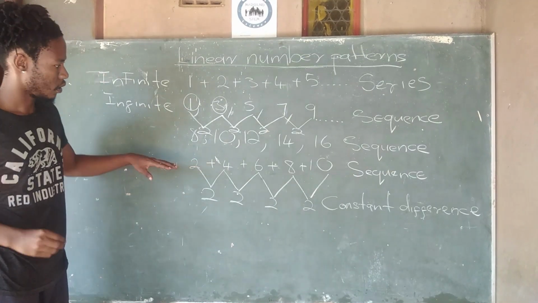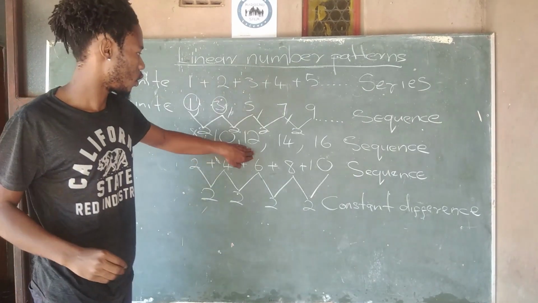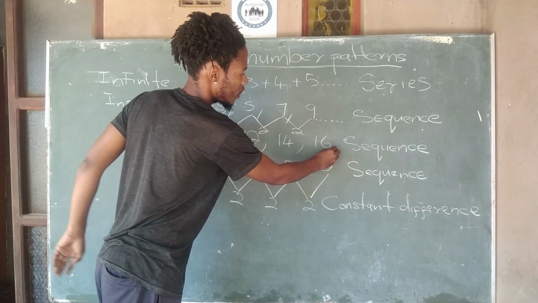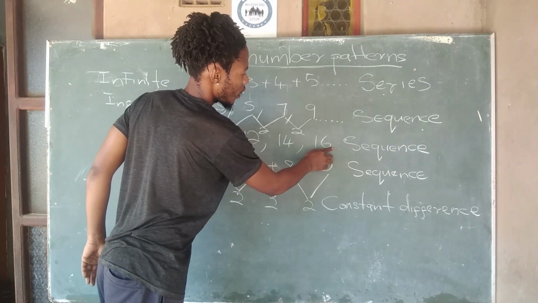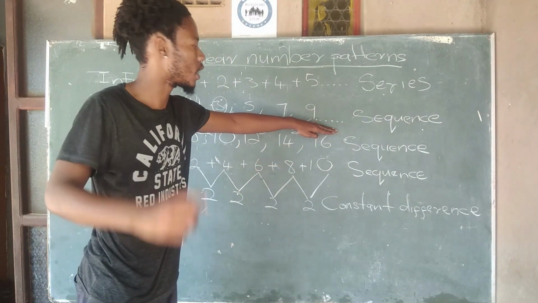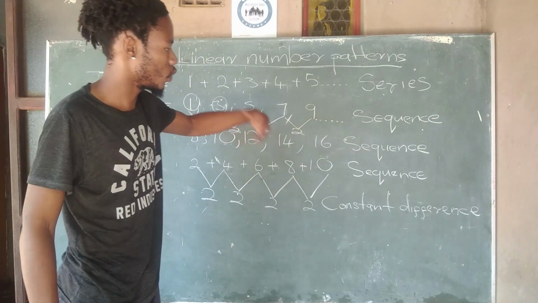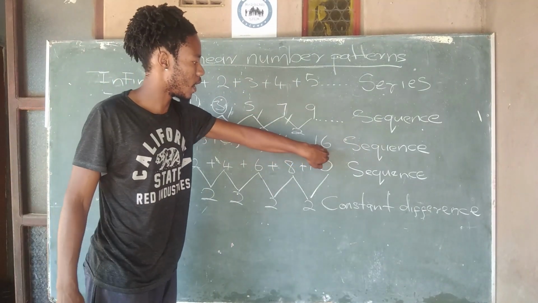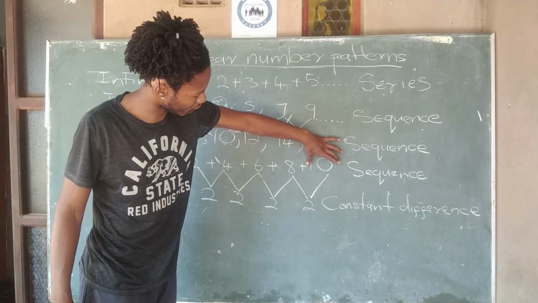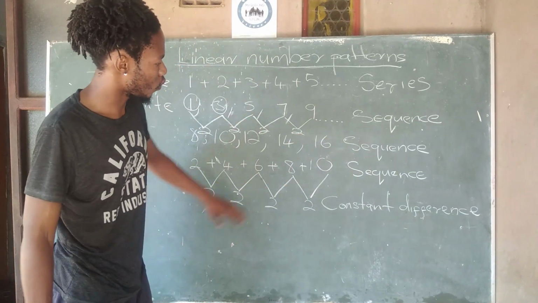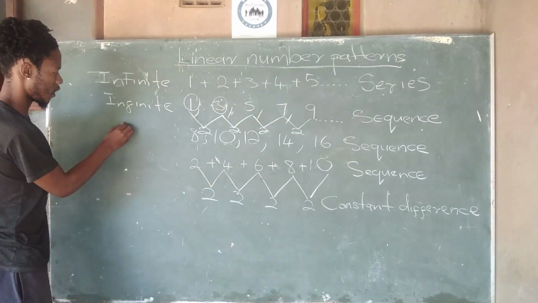Infinite sequence: 8, 10, 12, 14, 16. You see here, I didn't put those dots to show you that this sequence continues to infinity. It ends here on 16. Even this one ends here on 10. So this is finite.